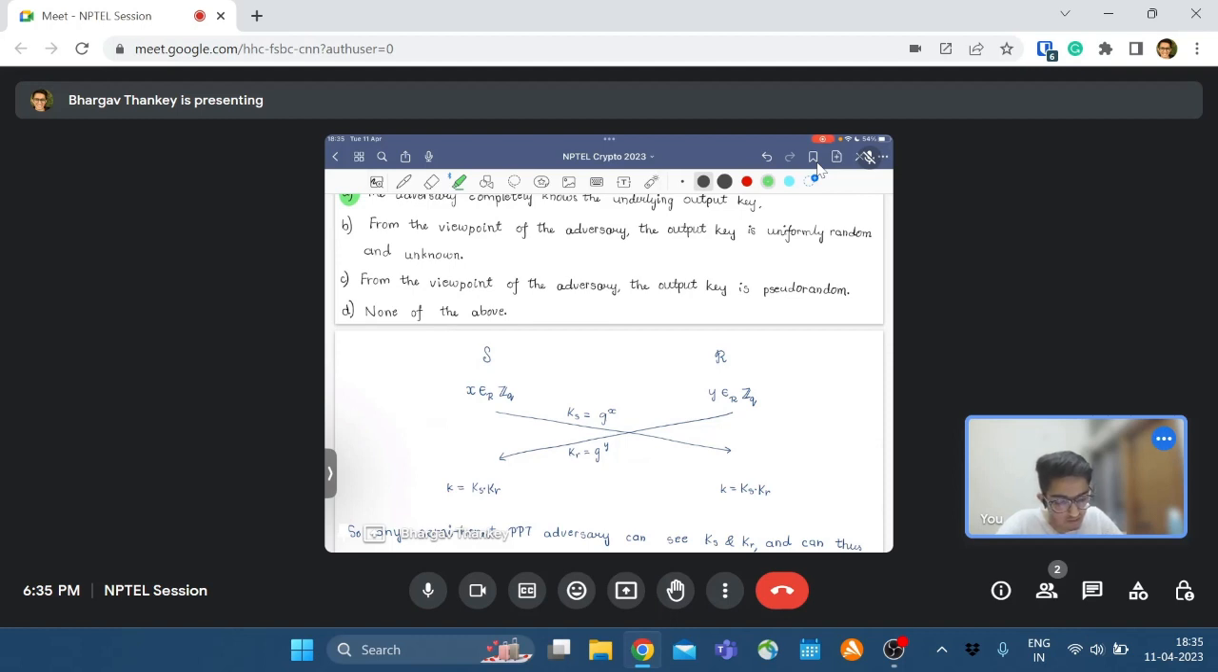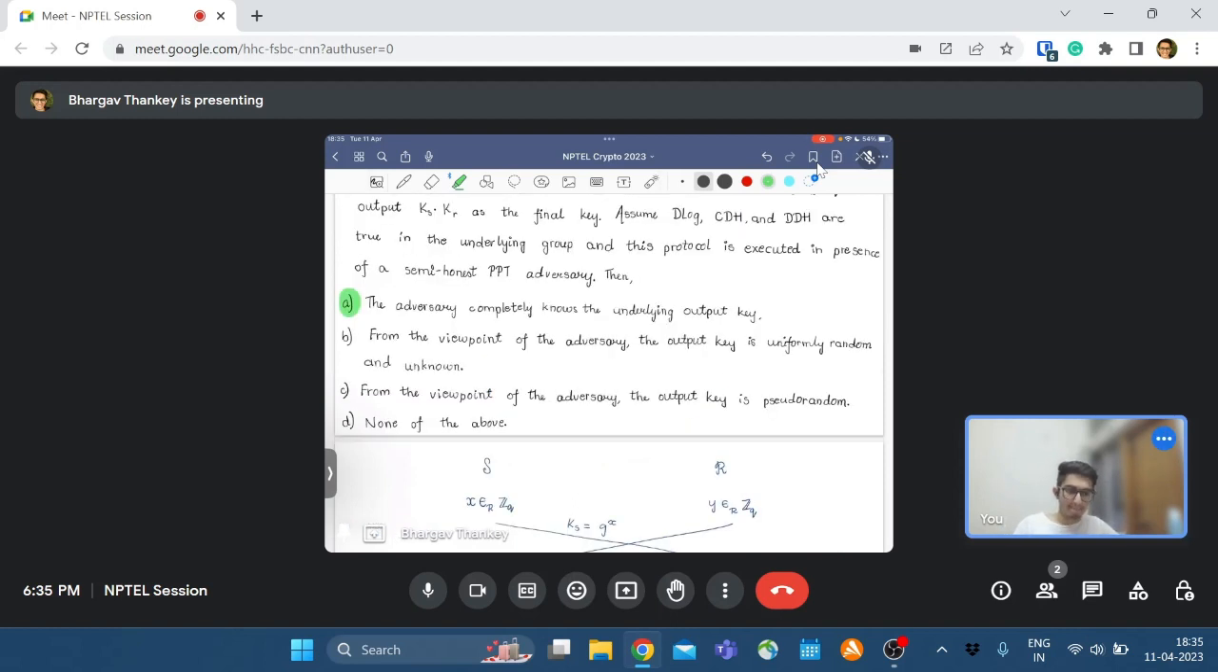Option C: from the viewpoint of the adversary, the output key is pseudo-random. Well, no, the adversary knows the key, and the distribution of the key is point mass, with all the mass being on the key. So C is also false, and D is none of the above, which is also false because A is true. Yeah, so the only correct option is A.